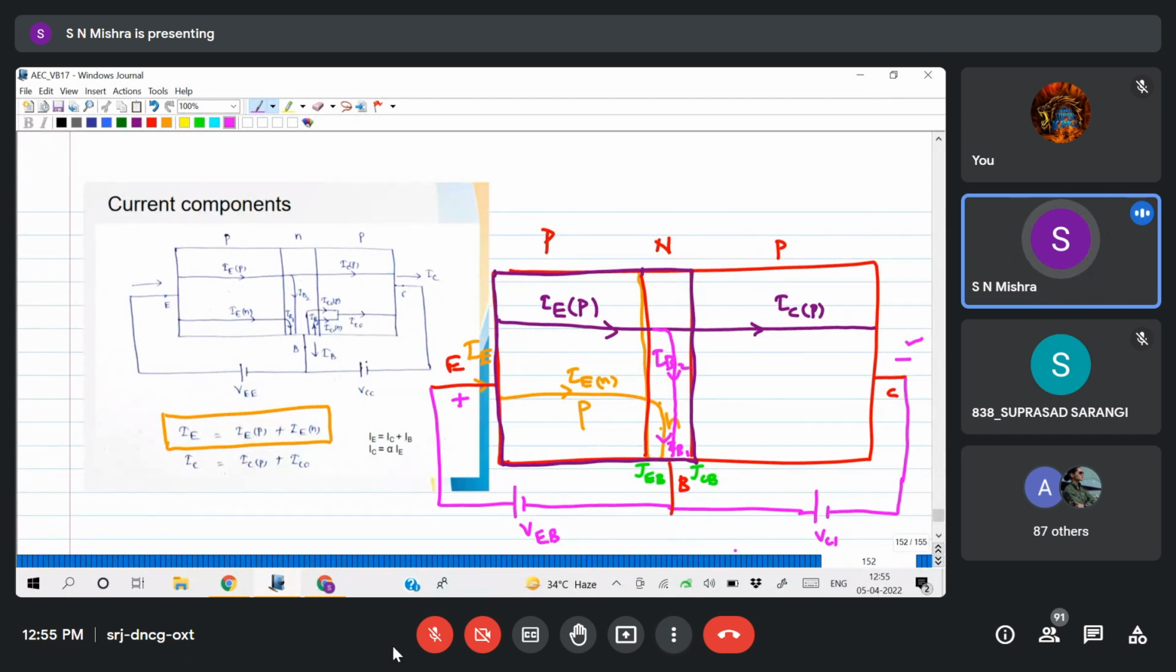So for the base current, I am getting two components till now. One is the electrons which are moving from base to emitter, that will constitute one component, and the holes moving from emitter to collector through the base will give you some current. Is it clear? Base current, emitter current, two components I have explained. Any doubt, you ask me.